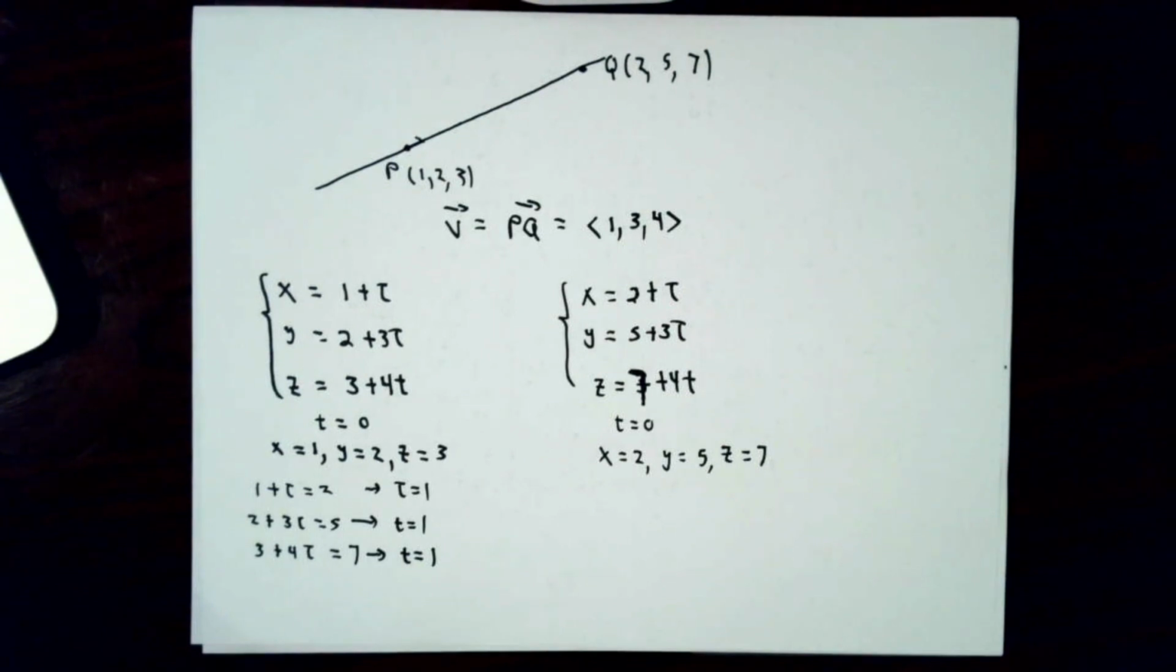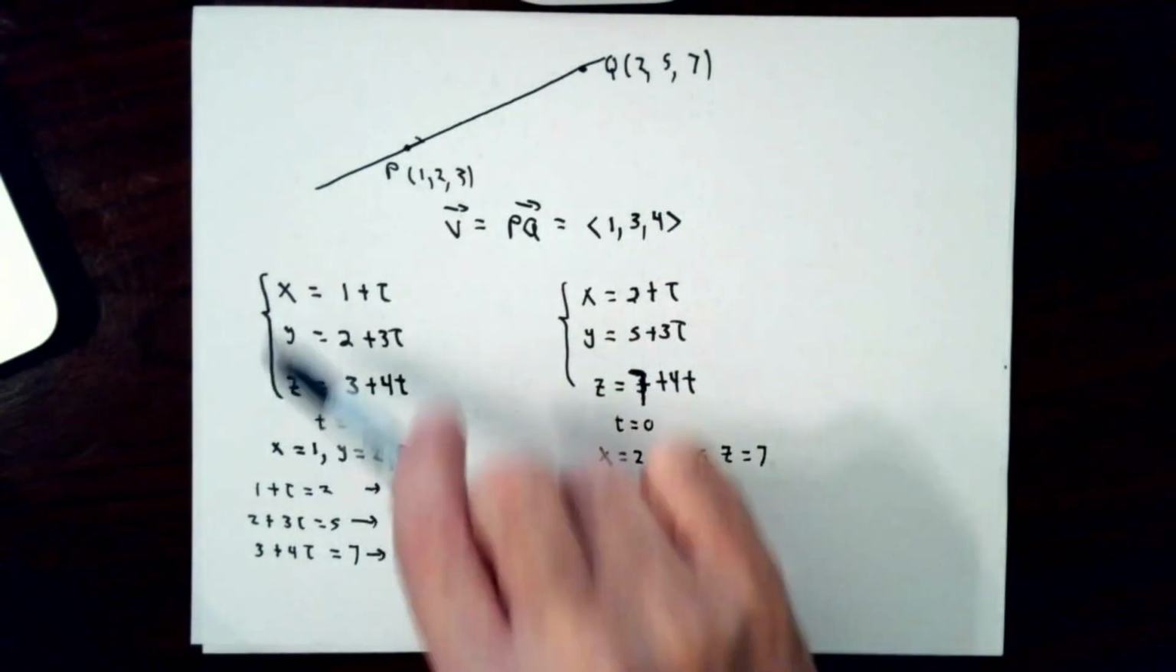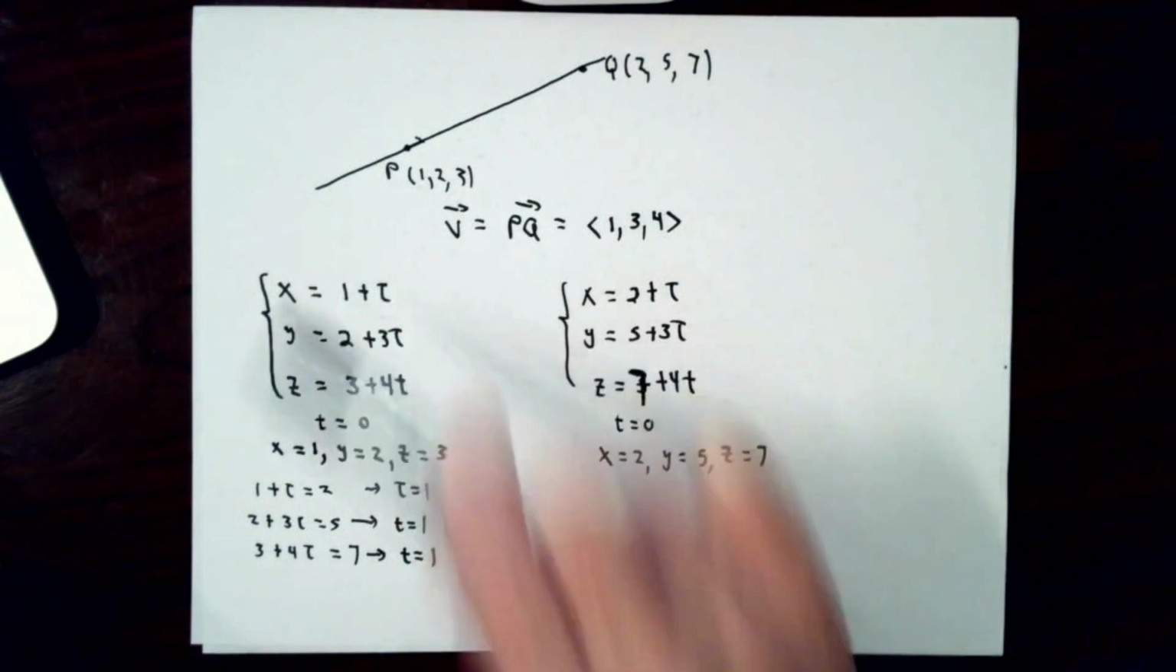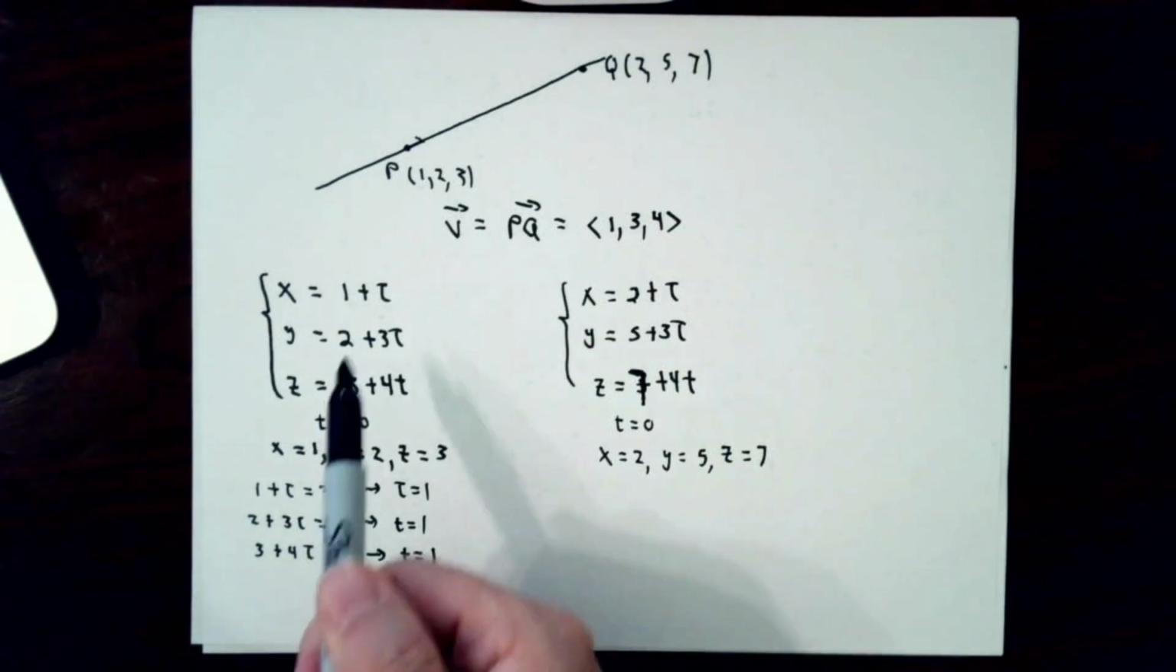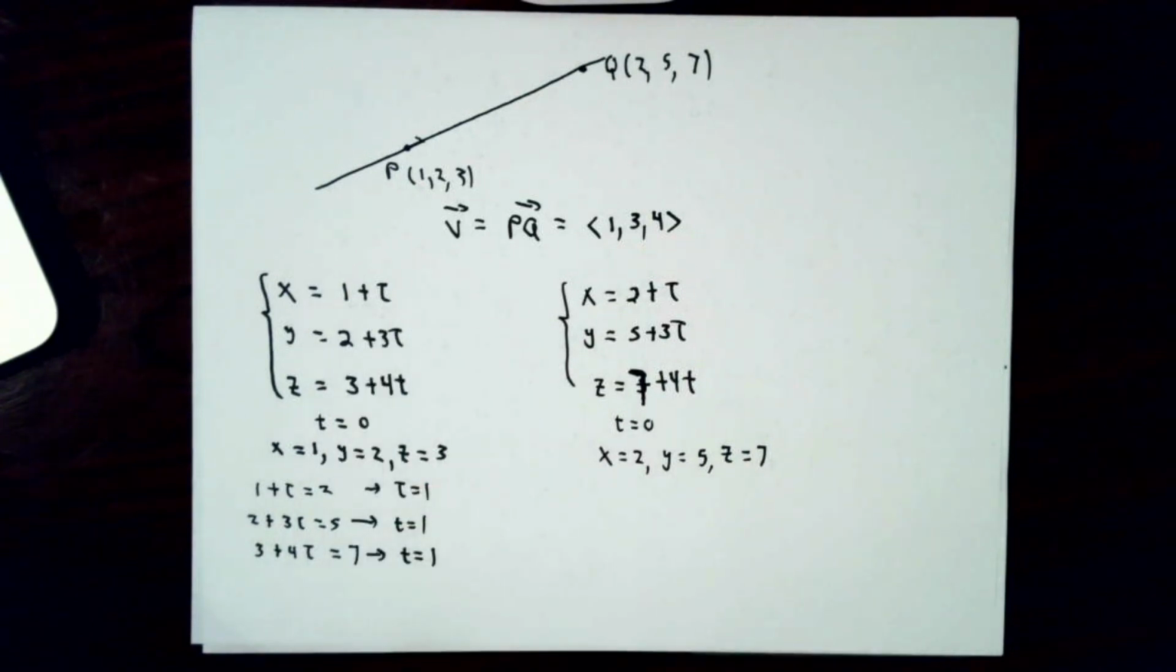I want to try to find a t number so that when I stick that t number into these 3 equations, I get x equal 2, y equal 5, and z equal 7. If I think about what that would mean, 1 plus t, the x-coordinate, would have to come up equal to 2. 2 plus 3t, the y-coordinate, would have to come up equal to 5. And 3 plus 4t would have to come up equal to 7. We have 3 equations that need to be satisfied, but we have only one variable.